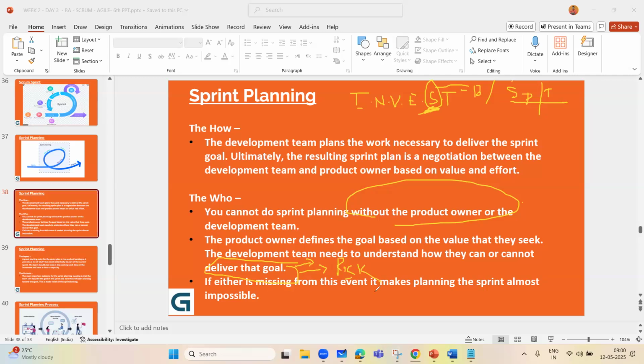And if either is missing from this event, it makes planning the sprint almost impossible. So everyone, product owner, development team, and the goal and understanding, everything has to be clear and should be available then and there. With me so far, everyone? Any questions so far?